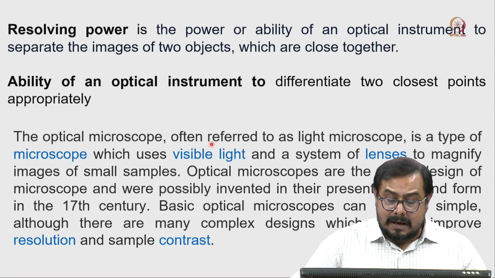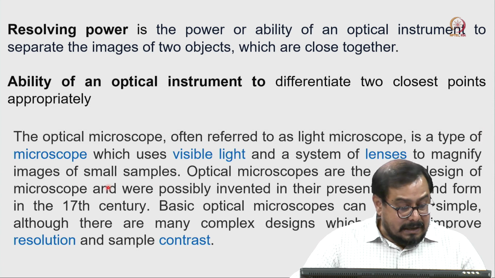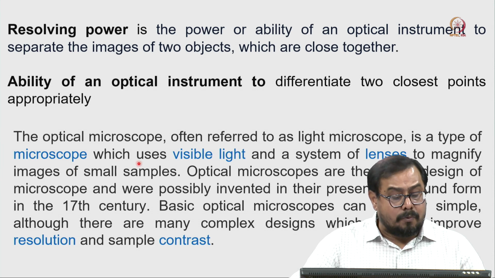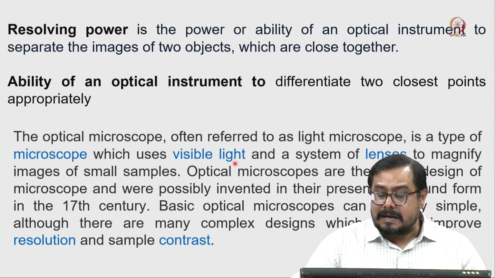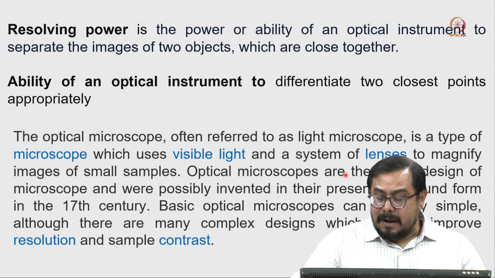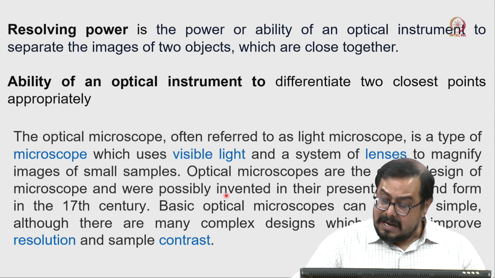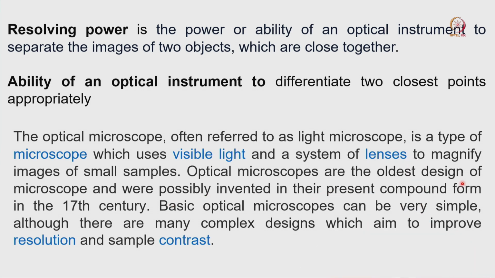Now the optical microscope is often referred to as the light microscope. It is a type of microscope which uses visible light and a system of lenses to magnify the images of small samples. Optical microscopes are the oldest design of microscope and were possibly invented in their present compound form in the 17th century. Here there are 2 points we should pay attention to.